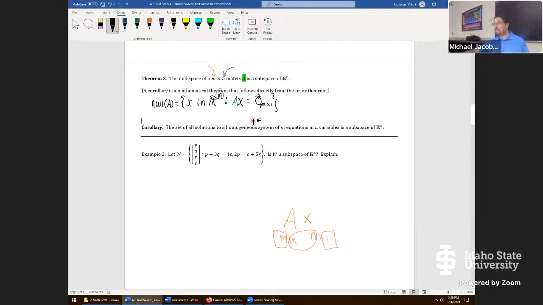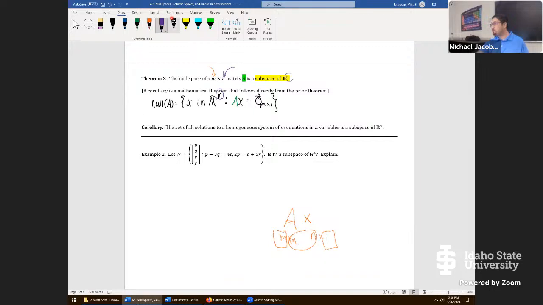Well, that's what our null space looks like. In other words, we're just looking at all the solutions to the homogeneous equation right here, and we collect them in a set of all those x's. It has to contain the trivial solution, because putting in a zero vector here makes the equation true. Well, let's go back to the theorem. The theorem tells us right out of the gate, the null space is automatically a subspace of Rn.